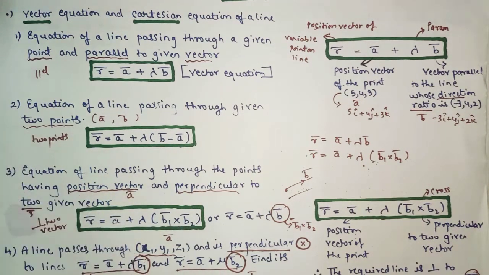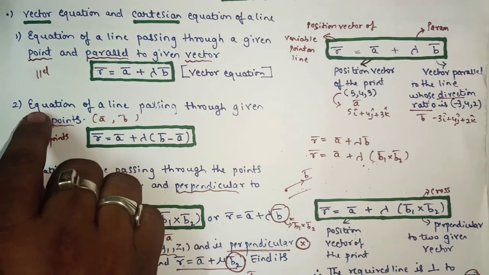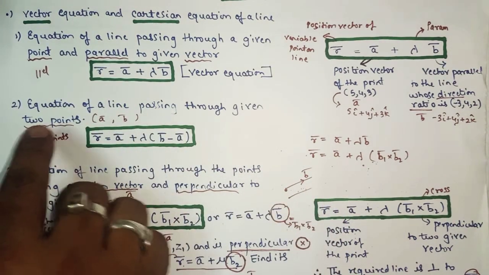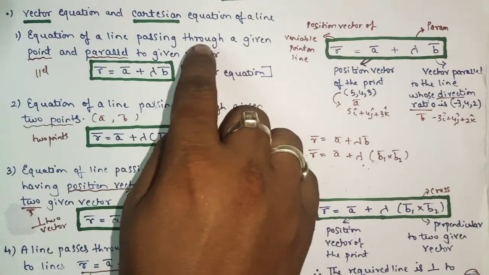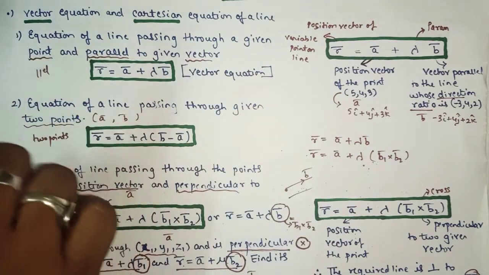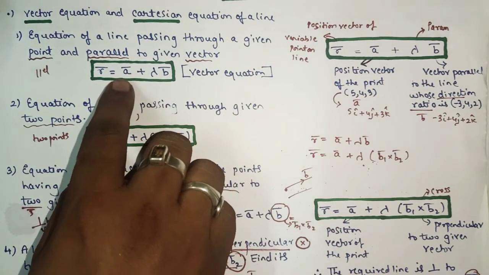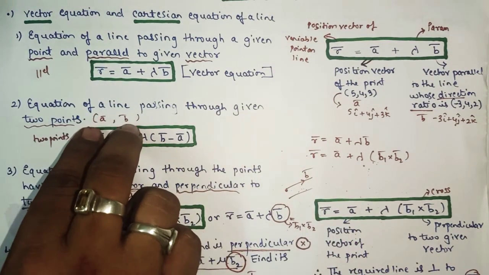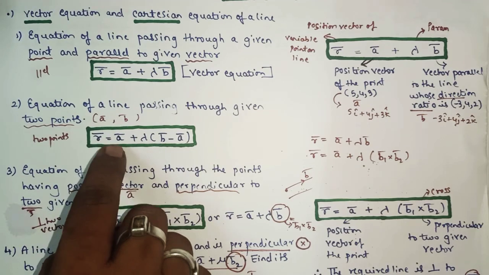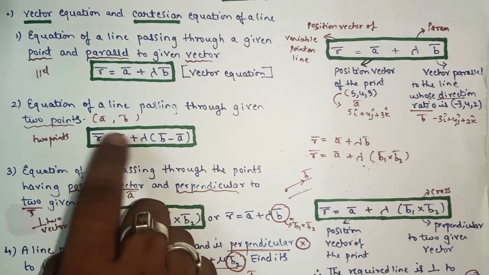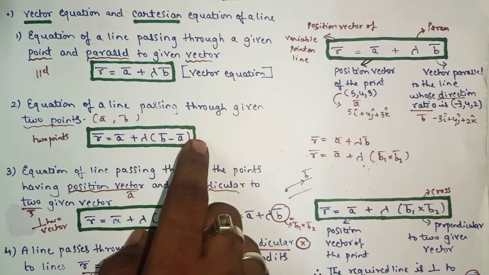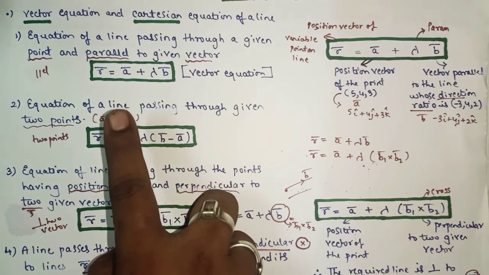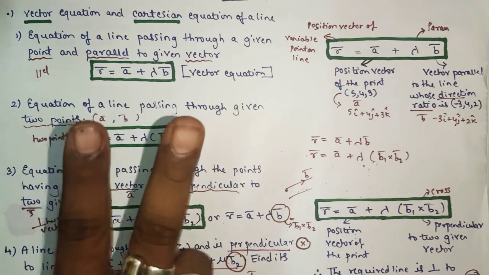The second formula you have to use is when the statement says the equation of the line passing through given two points. Passing through a given point means you have only one point, that is a bar. When it passes through two points, you will have two points, a bar and b bar. So the formula will be r bar equals a bar plus lambda times (b bar minus a bar). This second formula is used when they say passing through given two points.